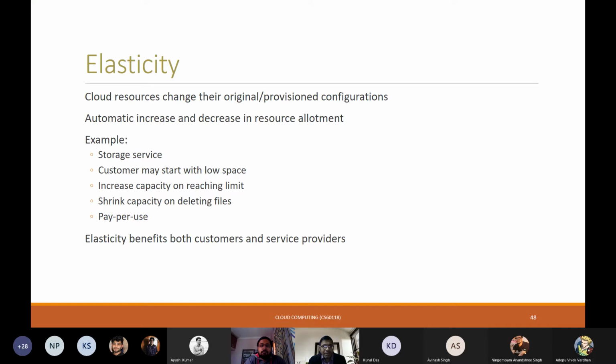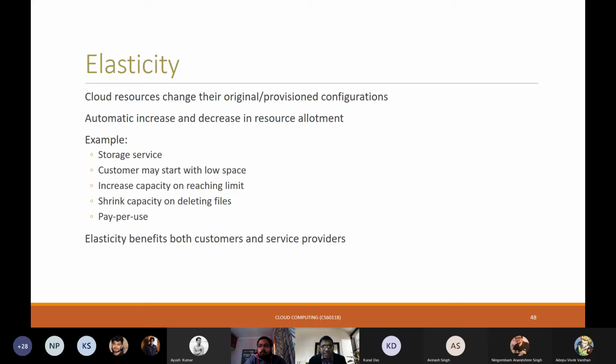Similarly, whenever the limit that was initially registered has been reached, this kind of elastic offering of additional services should be made automatically. And whenever it is not required, the capacity should be shrunk by deleting different files. This is done on a pay-per-use basis, so you pay for the units of usage, right? It's the elasticity property of cloud that makes all of these things happen.